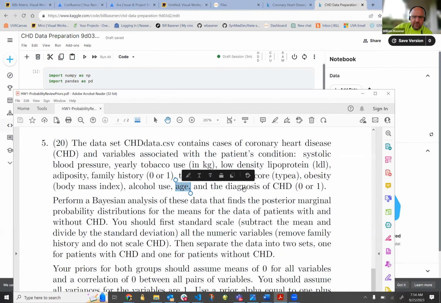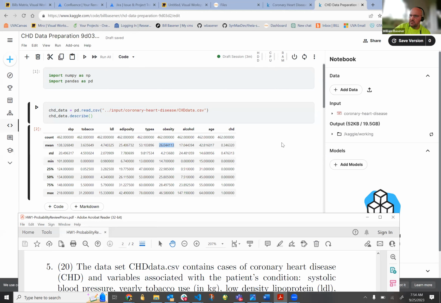Age, pretty self-explanatory, and then the diagnosis of coronary heart disease, which is yes or no, 0 or 1, coronary heart disease.